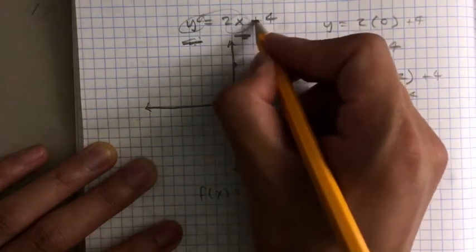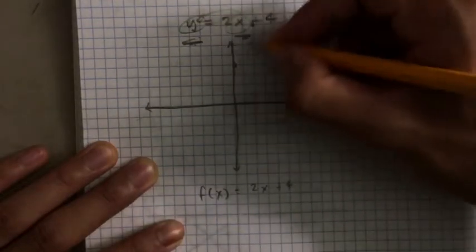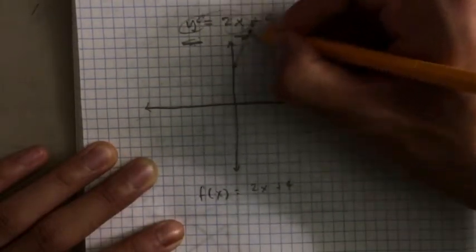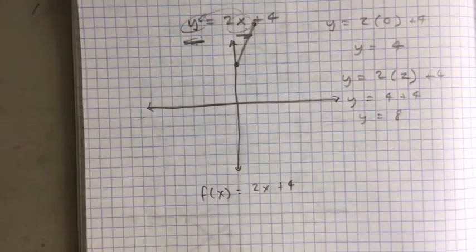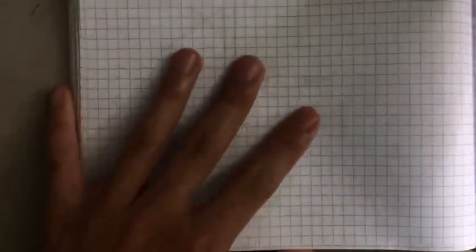We go off the graph, sorry about that. And that's where it is there. And if we want to make a line, all we need are two points, and we connect those points, and we have a line. So let's do another one.